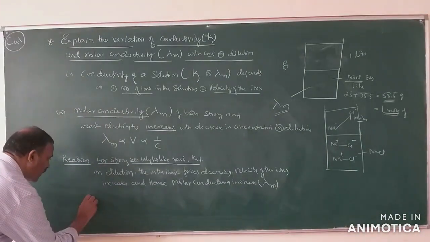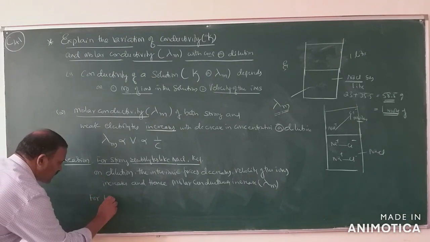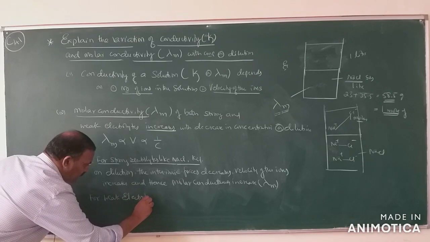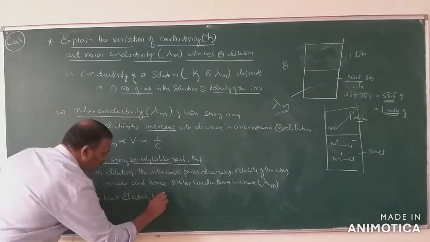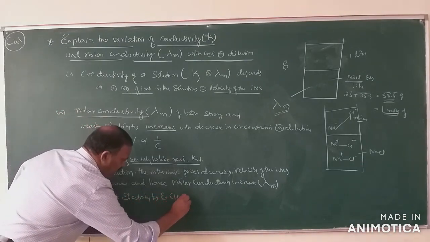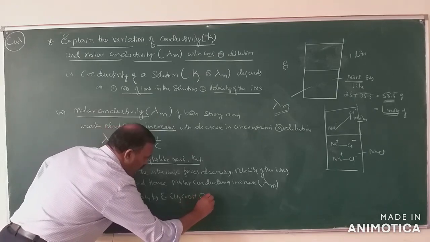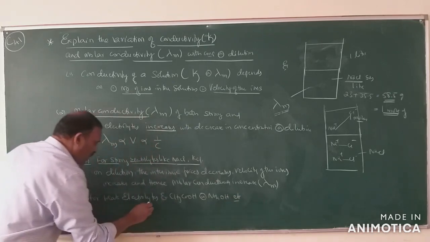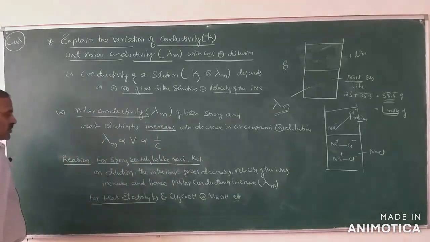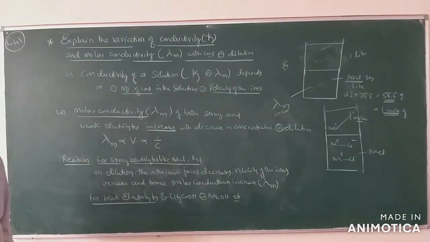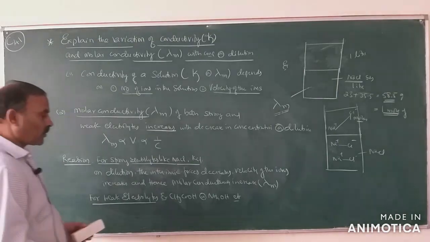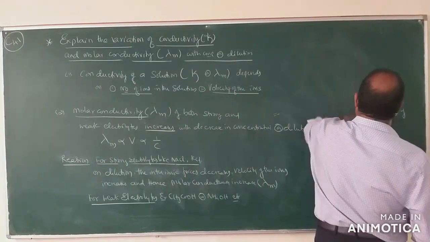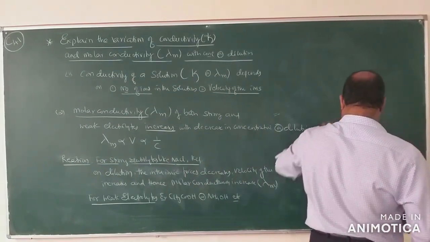So, for weak electrolytes, for example, acetic acid, CH3COOH, or ammonium hydroxide, etc. How does dilution increase molar conductivity? I told you that for both strong and weak electrolytes, molar conductivity increases with dilution.